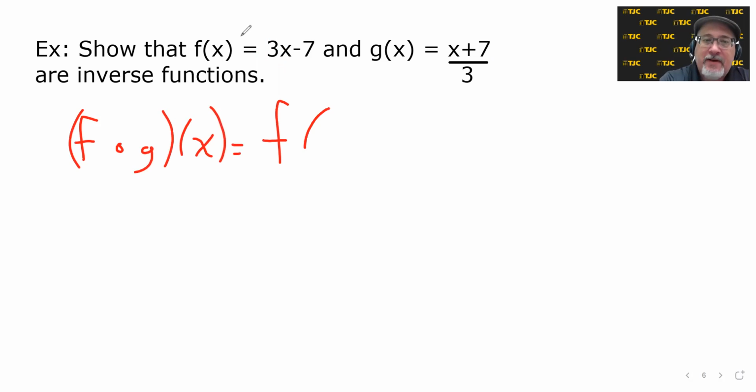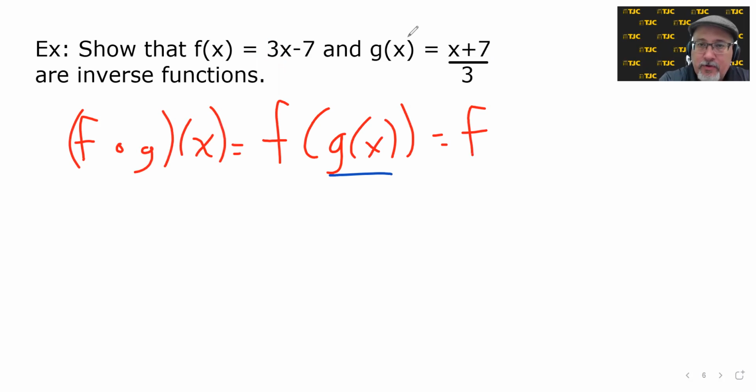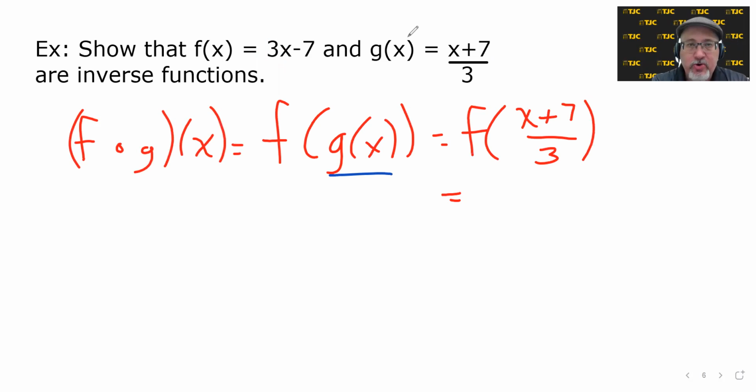f of g of x by definition means f of g of x. And the way we did these before is you start on the inside and replace it with what it equals. Well, g of x in this problem is (x plus 7) over 3. Now don't panic that that's a fraction, because now we have to do what f says to do. f says, give me something, I'll triple it, and then I'll subtract 7. Well, what f is doing it to is (x plus 7) over 3.